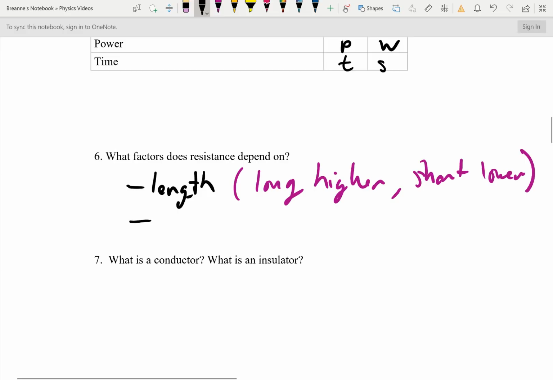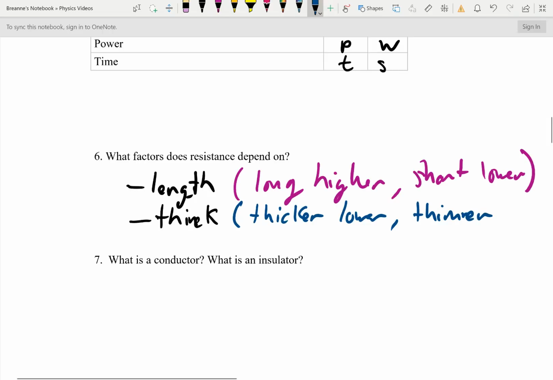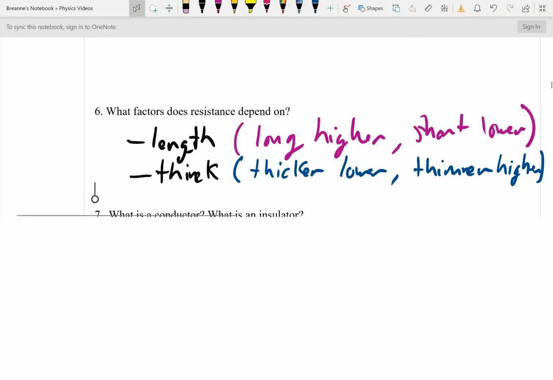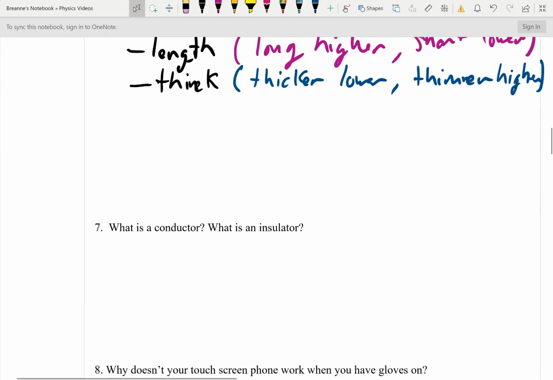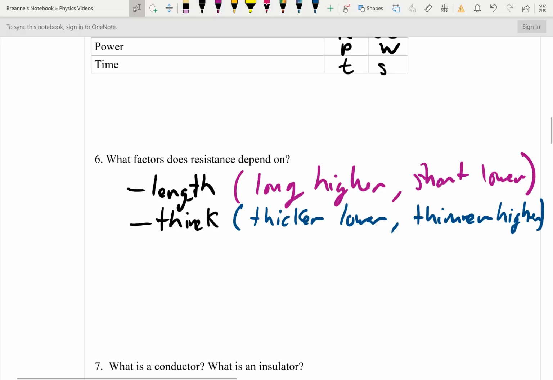It's also affected by thickness. The thicker it is, the lower the resistance. The thinner it is, the higher the resistance. Length and thickness are the two main factors. Another thing that affects it is temperature.